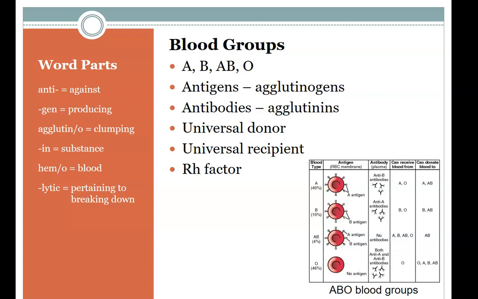It is important in pregnancy because a mother who is Rh negative can develop antibodies to the Rh positive fetus in the first pregnancy and cause hemolysis of fetal blood in the subsequent pregnancies. And then you have your word parts: anti is against, gen is producing, agglutin is a clumping, in equals substance, hemo is blood, and lytic is pertaining to breaking down.